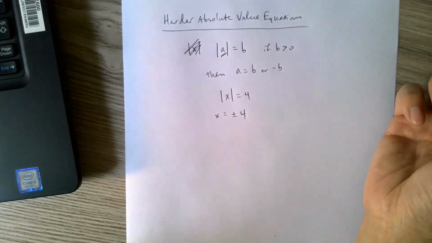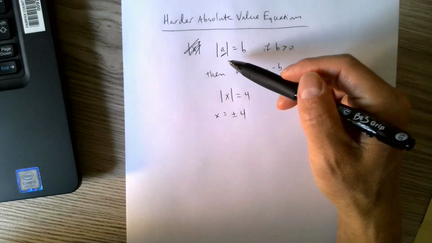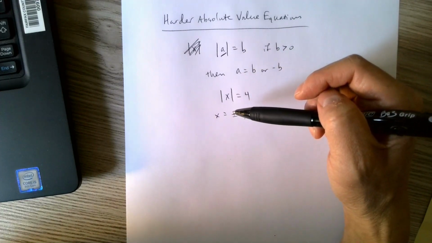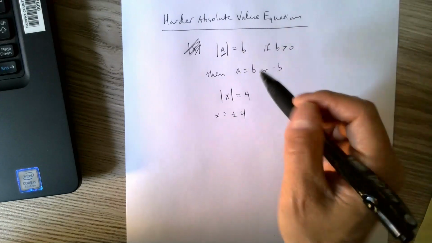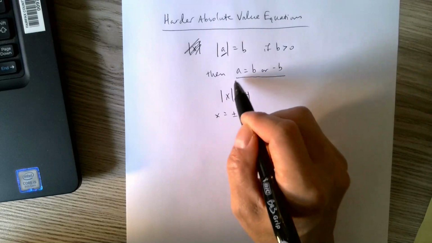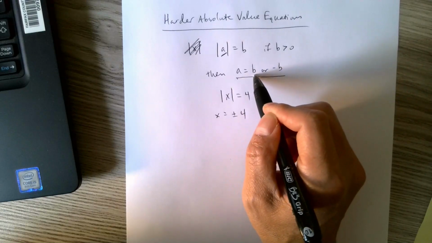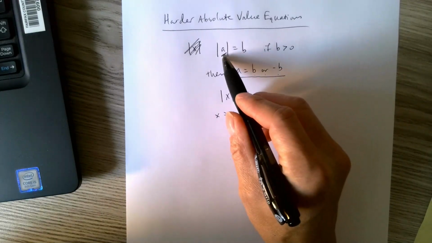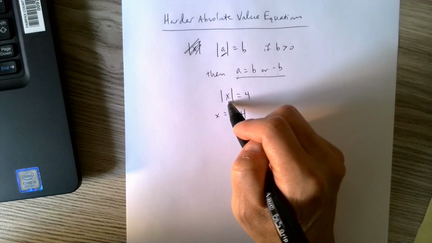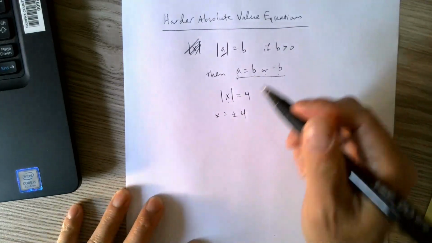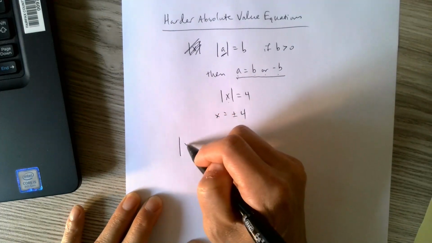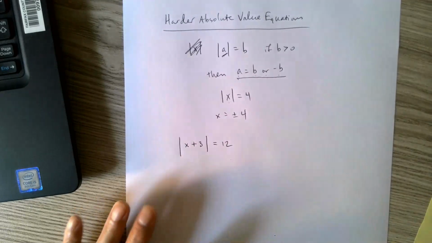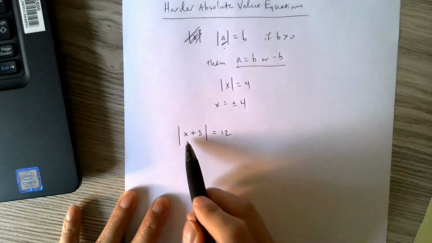But this a, whatever the expression is in the absolute value bars, could be anything. It doesn't have to be a single variable by itself. No matter what a is, this is still true. A, whatever it is, equals b or negative b. No matter what a is. So I'm going to make a something more complicated than just x now. So now my a is x plus 3.